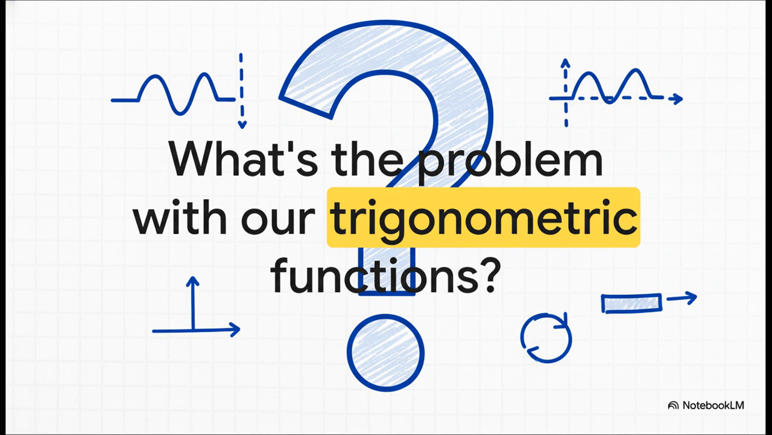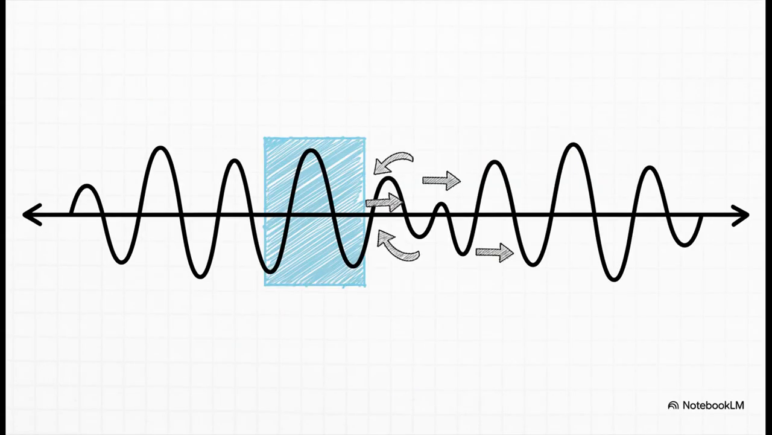Let's take a closer look at our main suspect here, the sine function. Why is it causing so much trouble for its inverse? The problem in a nutshell is that trig functions like sine are periodic. They just repeat the same pattern of values over and over again, literally forever. And this creates a huge issue for our horizontal line test.